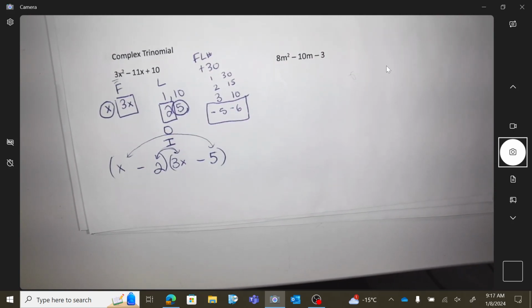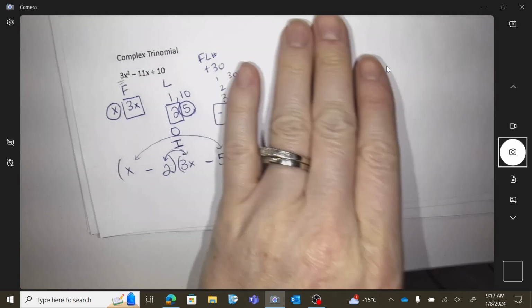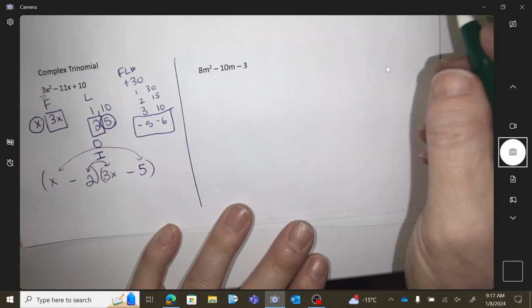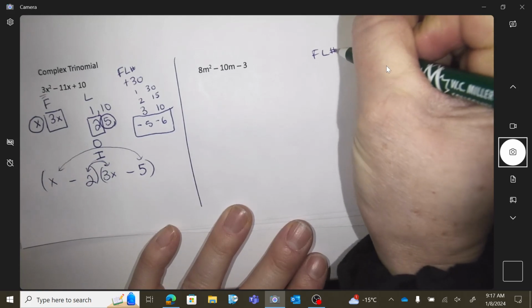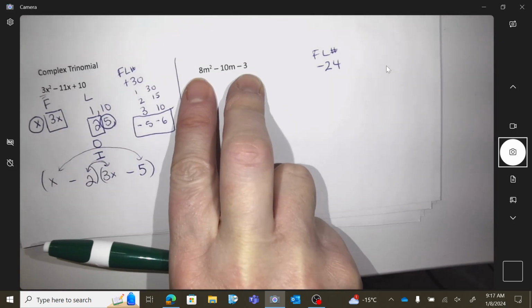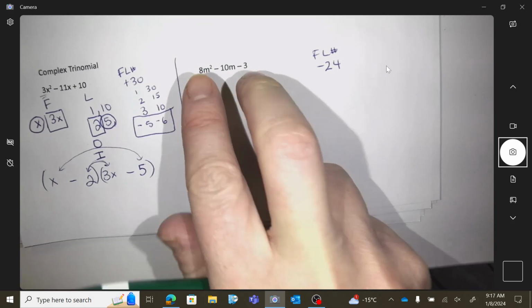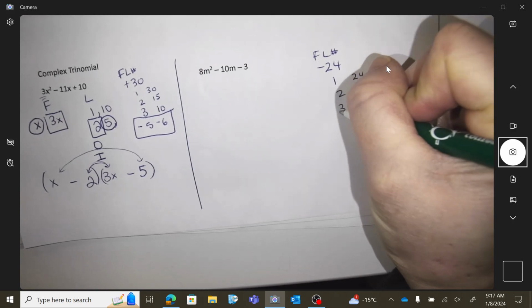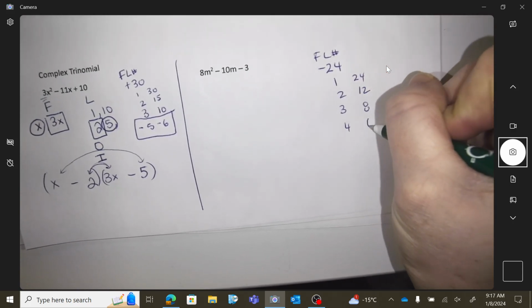There we go. You can always check your answer if you FOIL it. Okay, you should never get these wrong because you're really strong at FOILing, multiplying. You should be able to do that and check your answer. Okay, so let's try one more of these. So flow number is negative 24. So again, I'm taking the first times the last. That's where I'm getting it from. So I'm going to list 1 and 24, 2 and 12, 3 and 8, 4 and 6.